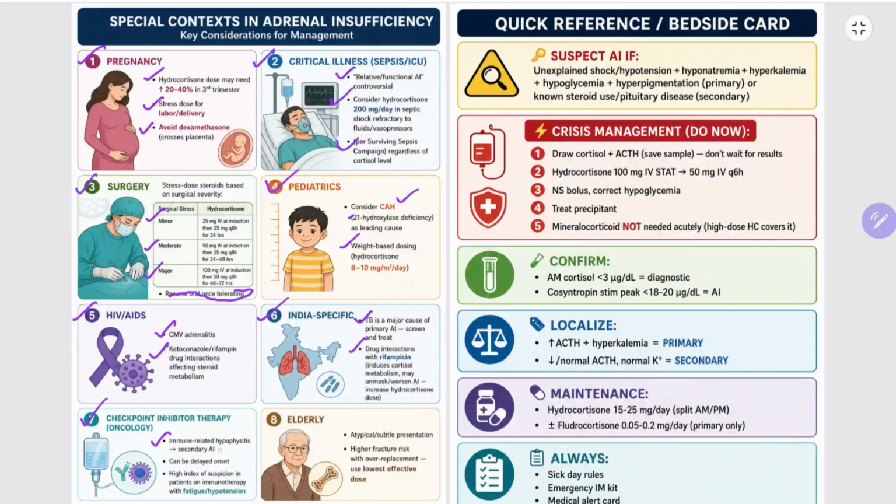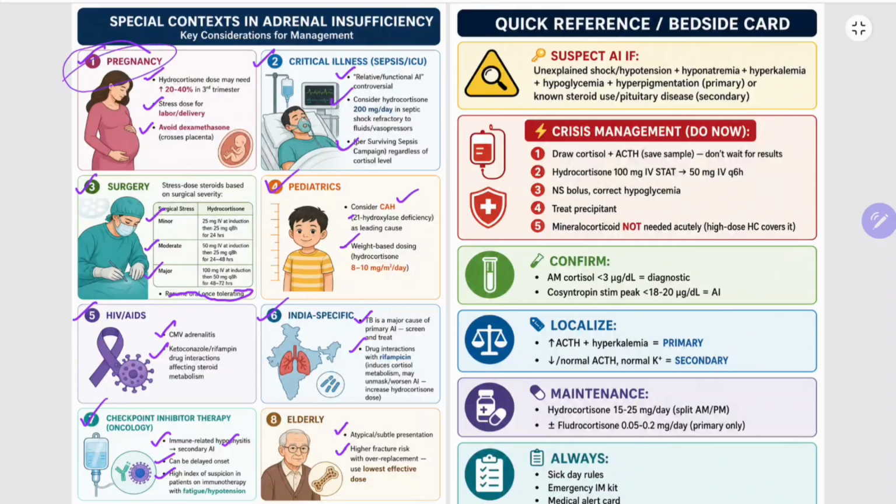Checkpoint inhibitor therapy: immune-related hypophysitis, inflammation of the pituitary, can lead to secondary AI. This point should be remembered. It can have a delayed onset. Keep a high index of suspicion in patients on immunotherapy with fatigue and hypotension. In the elderly, it can present atypically, and there is a high fracture risk with over-replacement. Use the lowest effective dose.